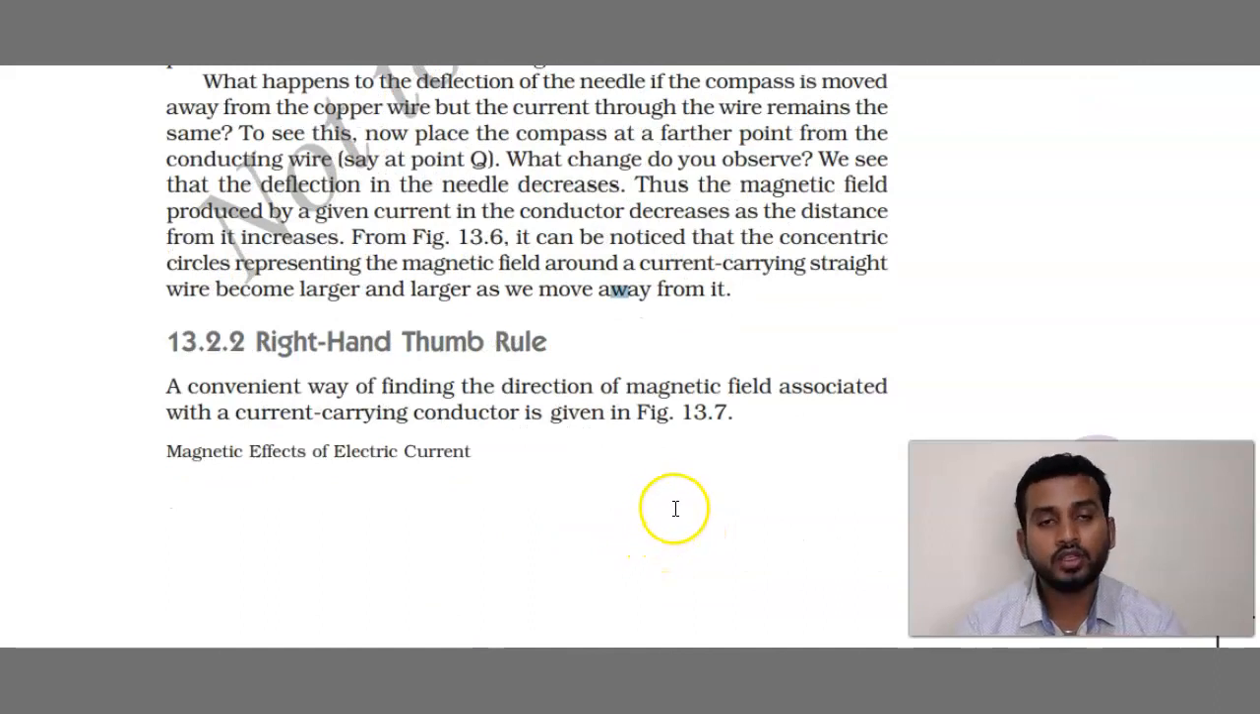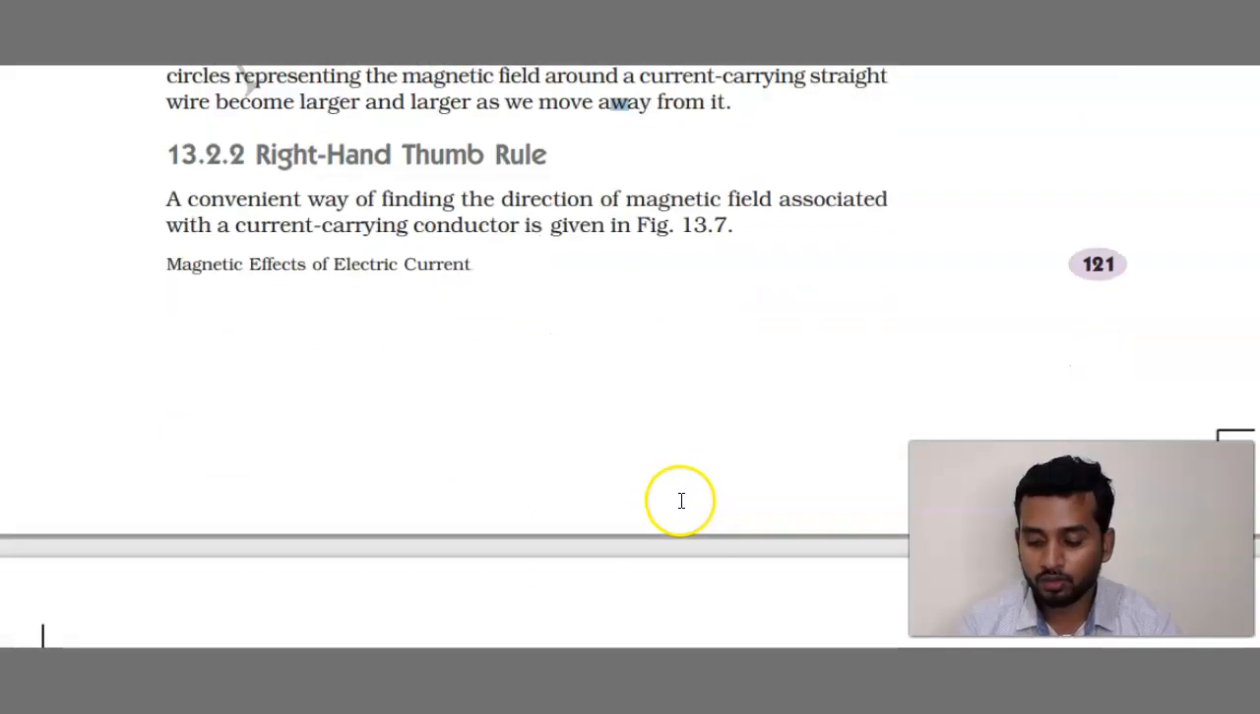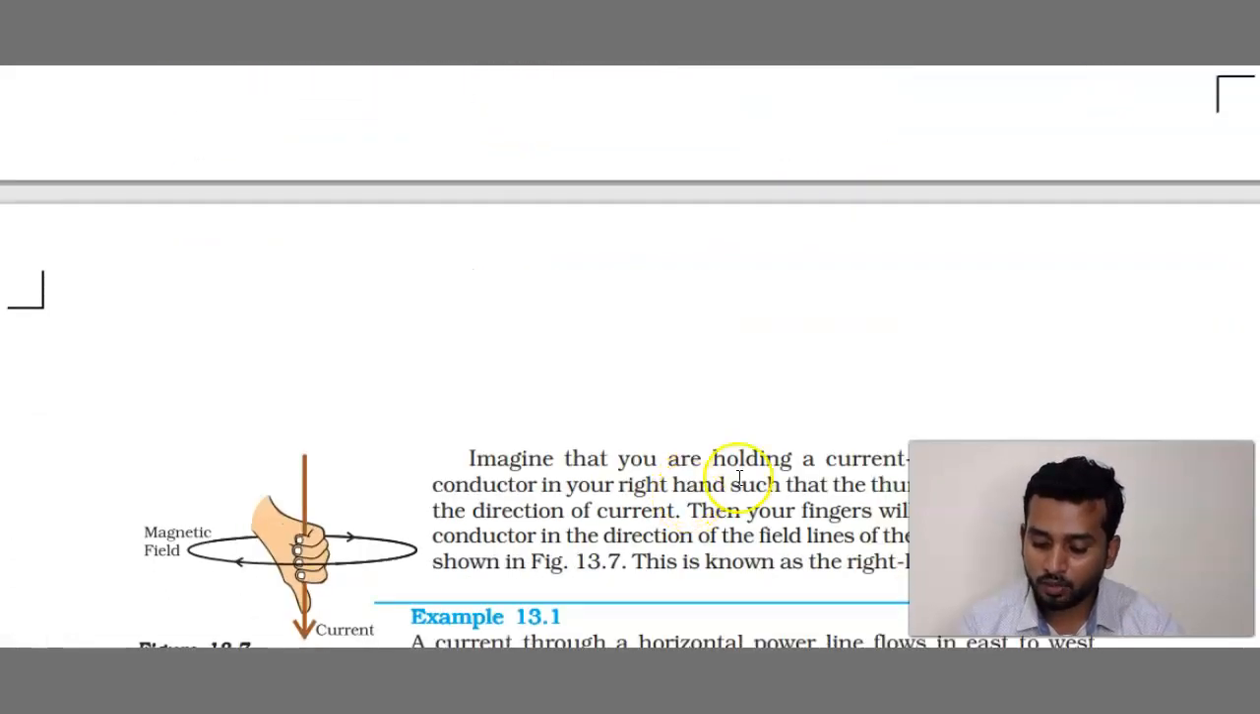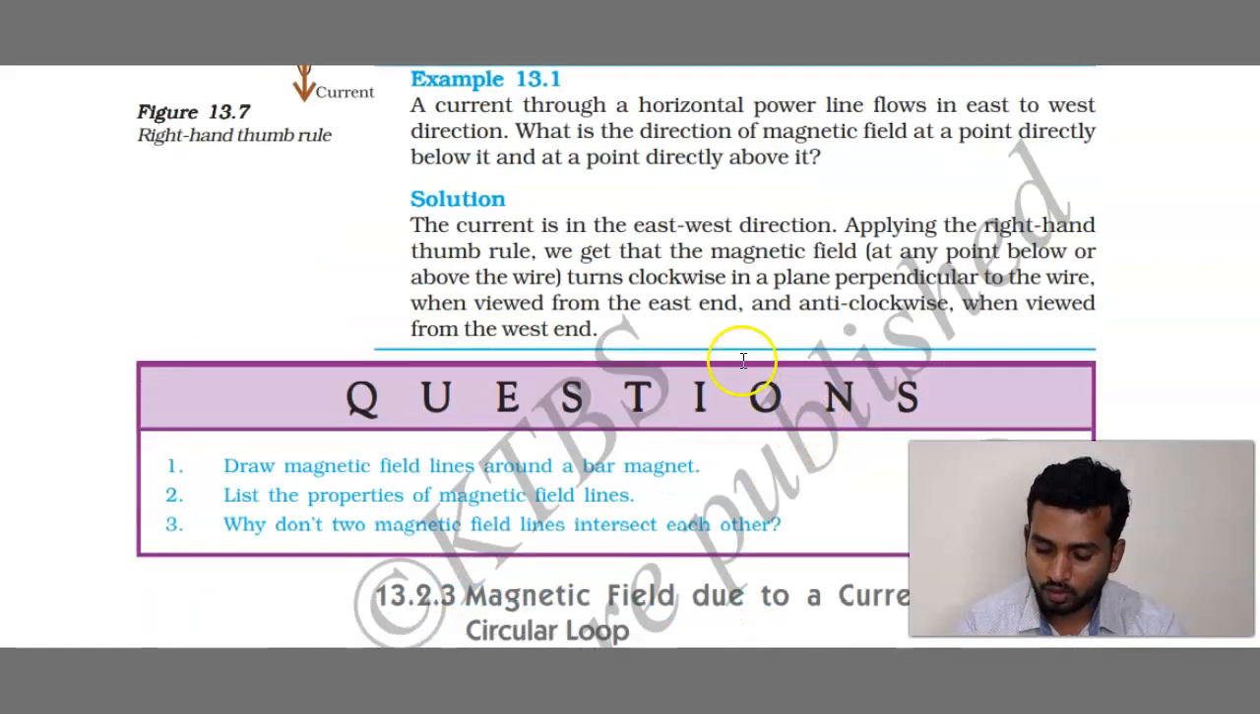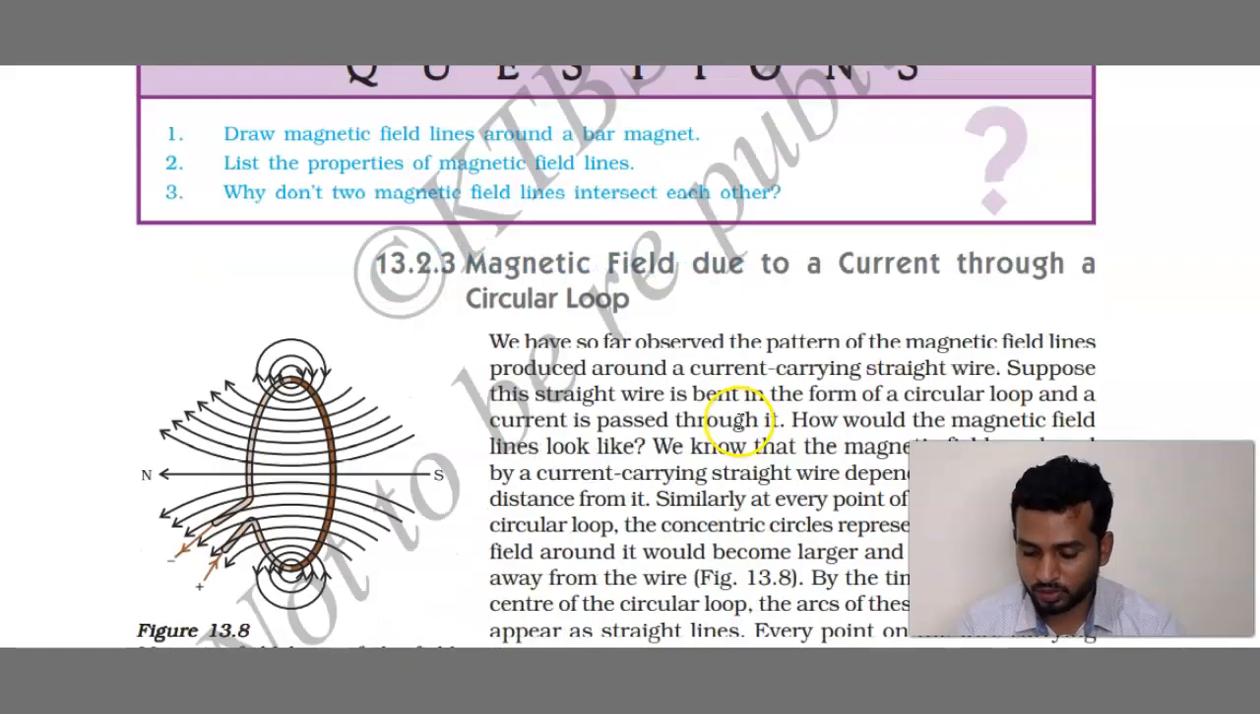Next, a very important question: state Fleming's right hand rule. You can define it, and there is one numerical here. You can solve this numerical. Done. And you can answer these questions which have been given here.